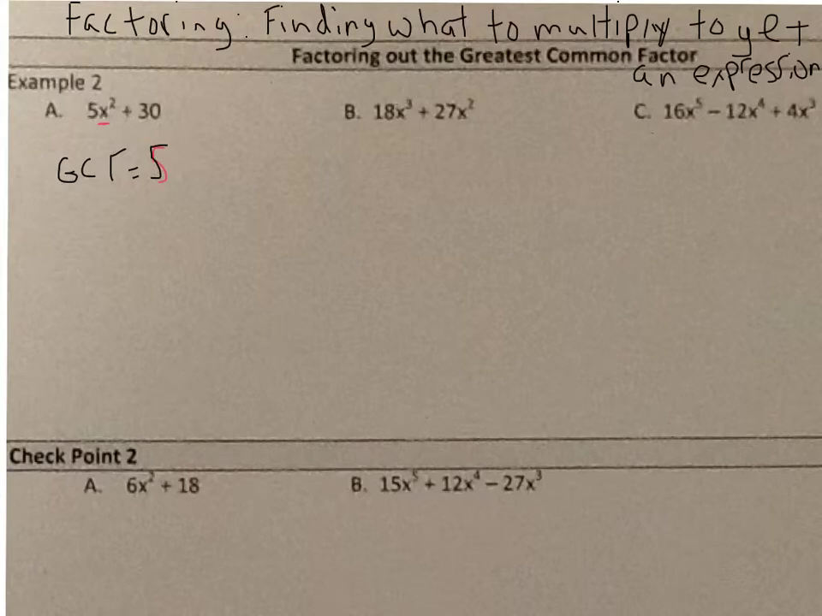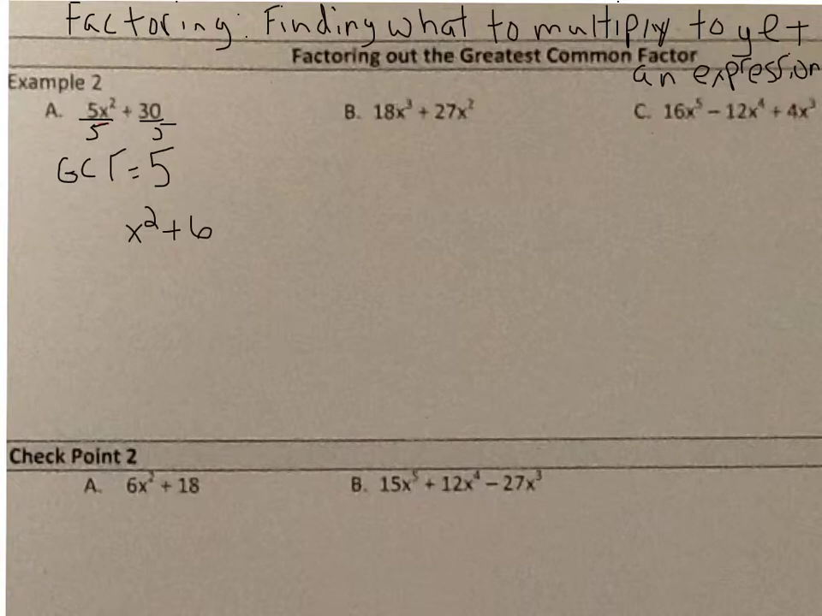Greatest common factor is just 5. And what we're going to do with that greatest common factor is divide each one by 5. And what we get when we divide each one by 5 is just x squared plus 6. Now, we all know that x squared plus 6 is not equal to 5x squared plus 30. There's no way it can be. So there's something missing. What do we do with the 5 that we divided by?